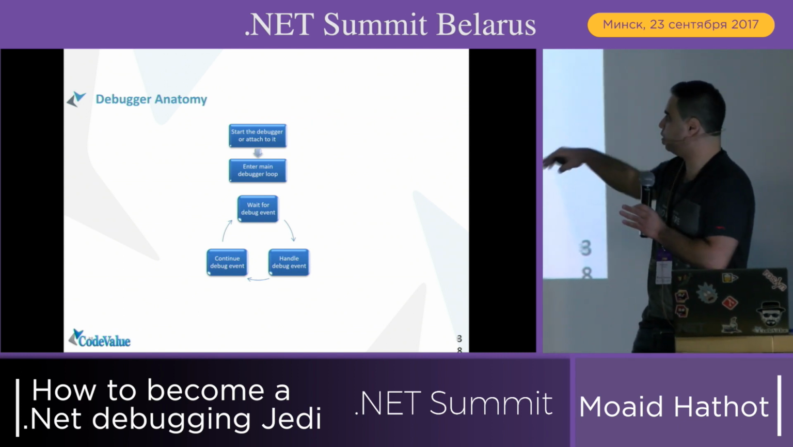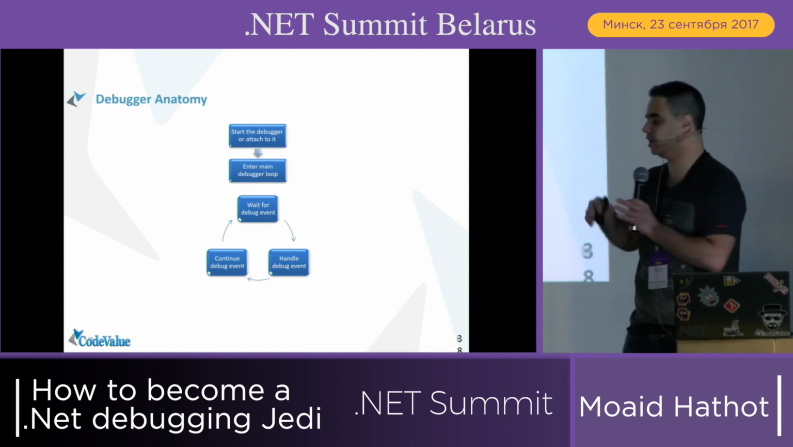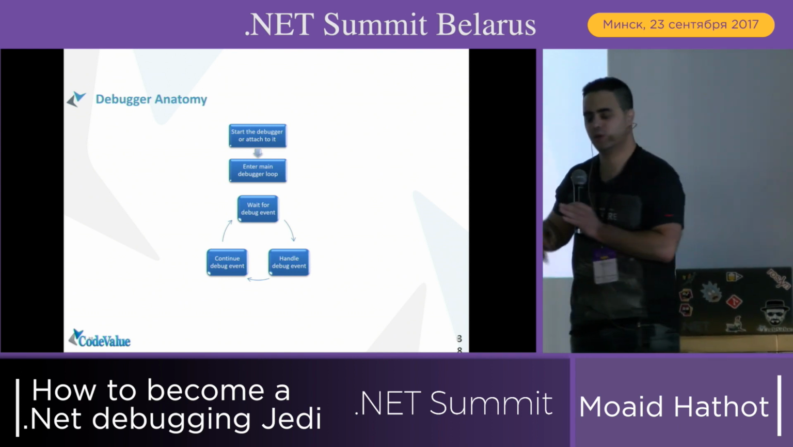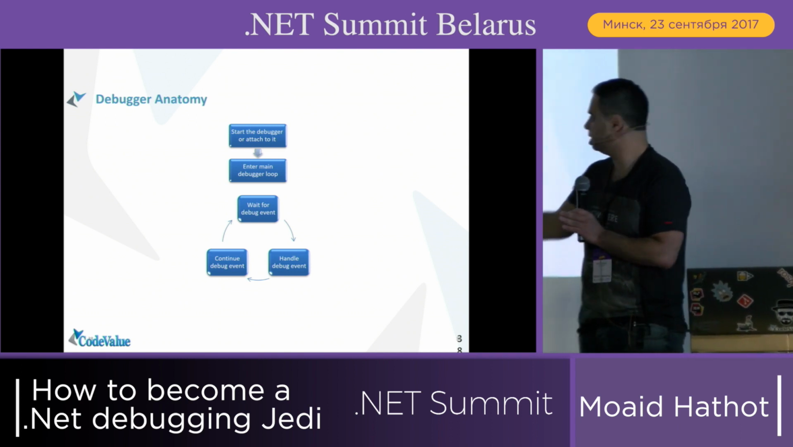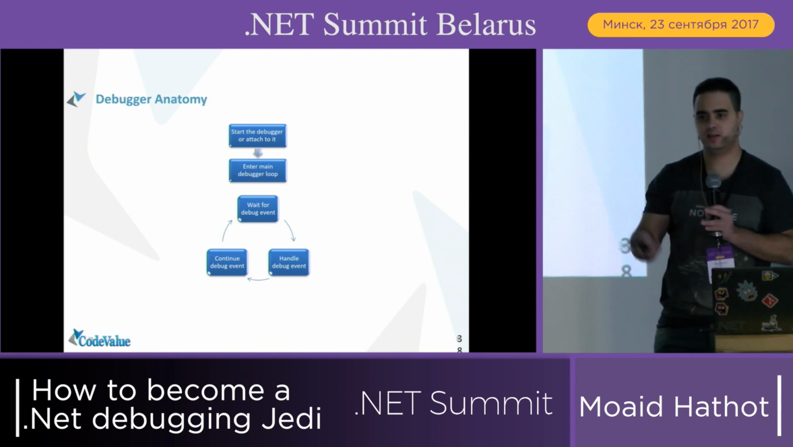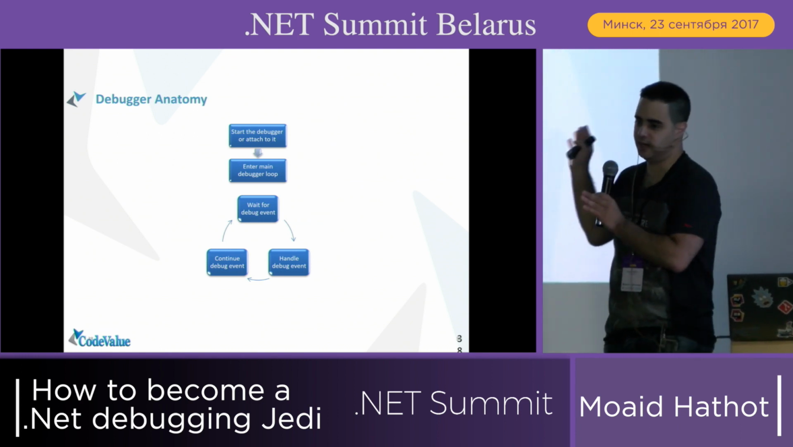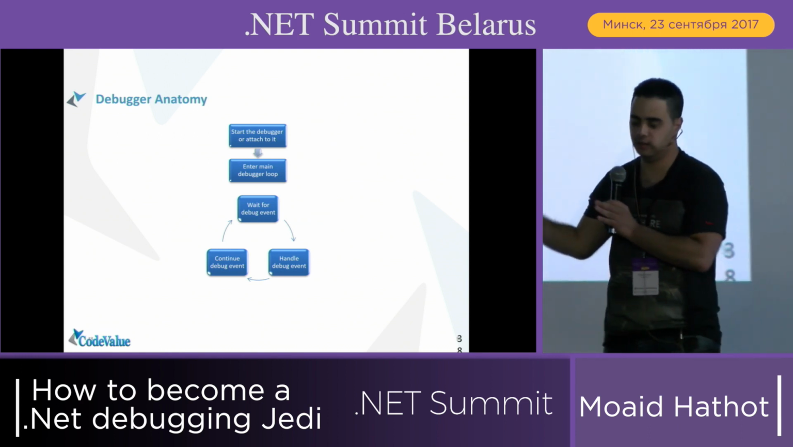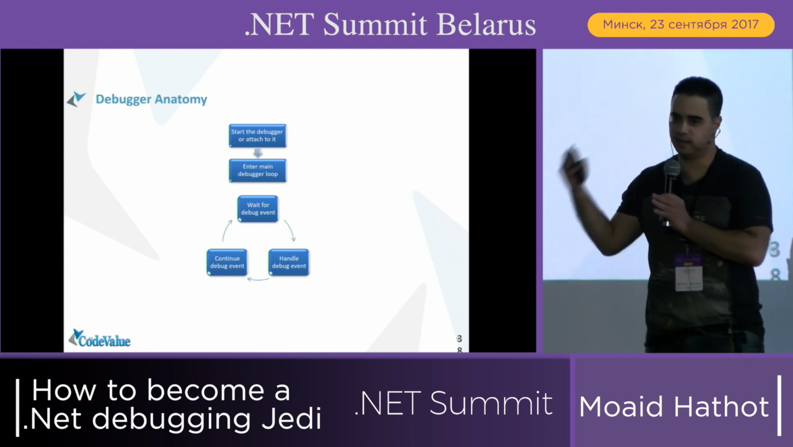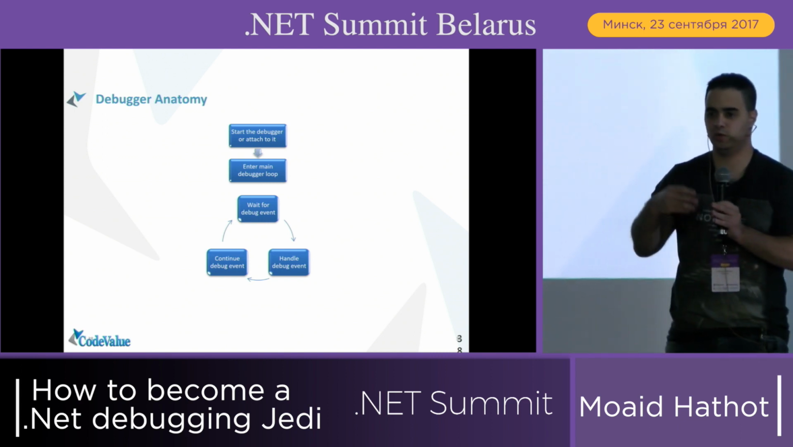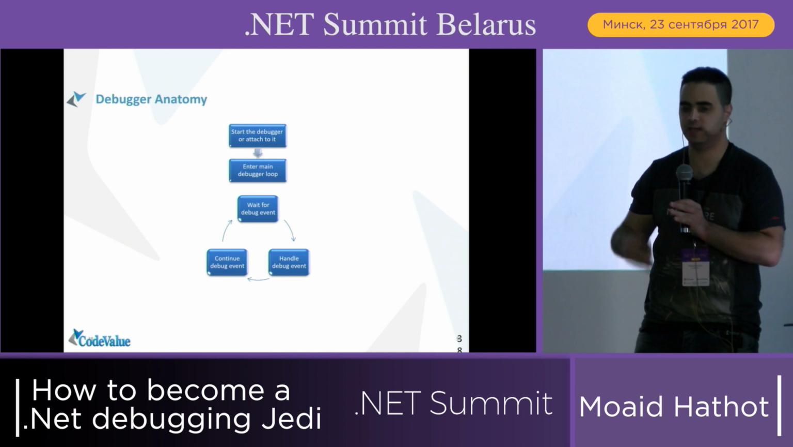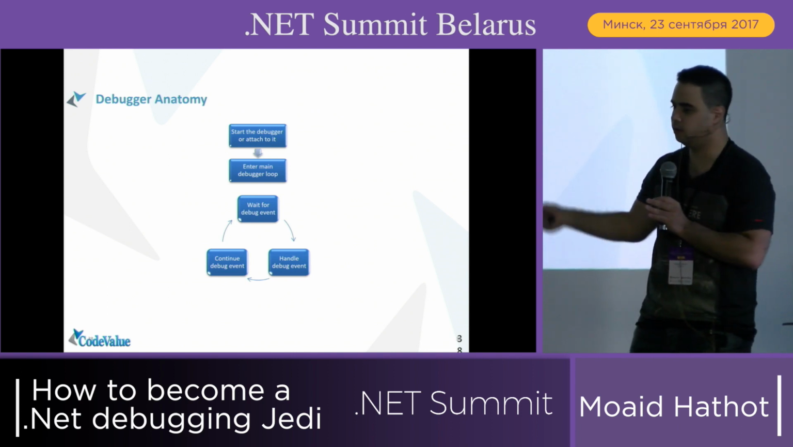So there's a loop, wait for debug event, where a debug event is actually a breakpoint. When a breakpoint is hit, it will handle the debug event. Currently the program is stopped from running. By handling it, if it's a conditional breakpoint, it will try to evaluate the expression, and then it can decide whether to continue or not.